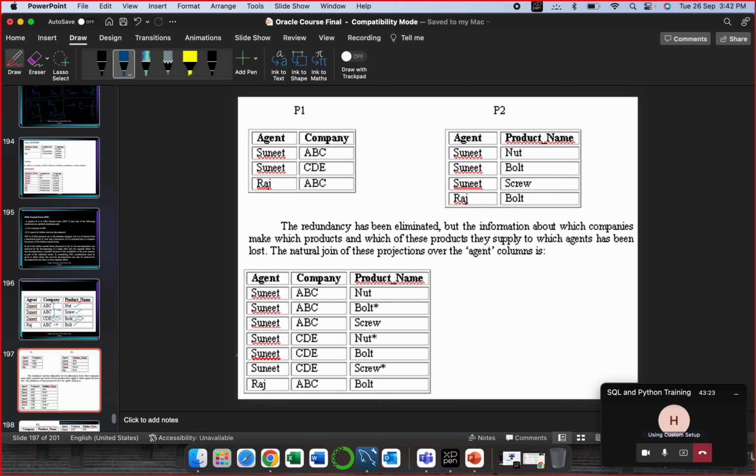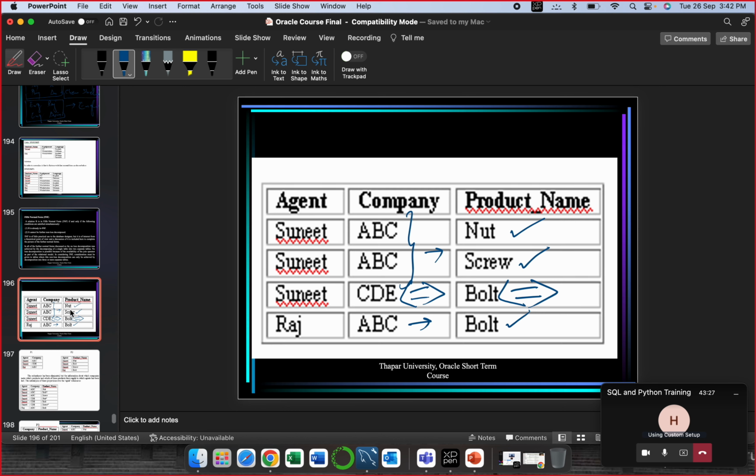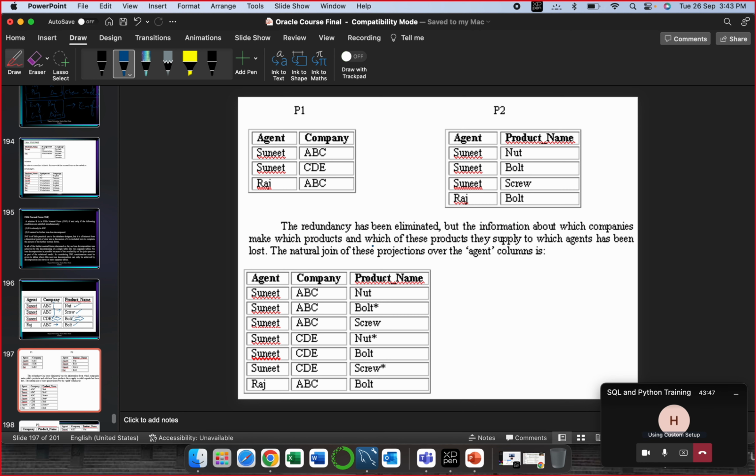I'm confused over, yeah. So again I'll explain it again, just listen to me. ABC company sells nuts, screws, and bolts. CDE sells only bolts. So what they did is, as Suneet is associated with both ABC and CDE, he would be selling all the products, nuts, screws, and bolts, right? That's what they have mentioned: ABC nut, ABC bolt, ABC screw, CDE nut, CDE bolt, CDE screw. But I don't know why, because CDE just sells bolt.